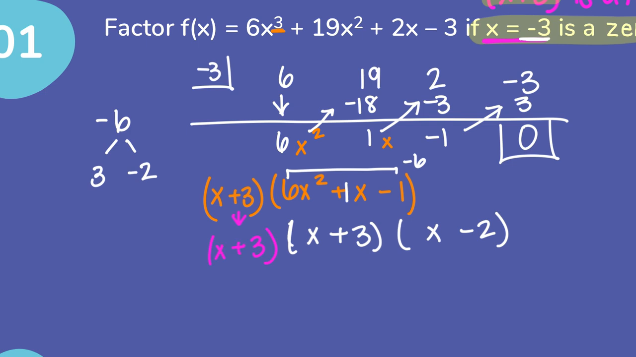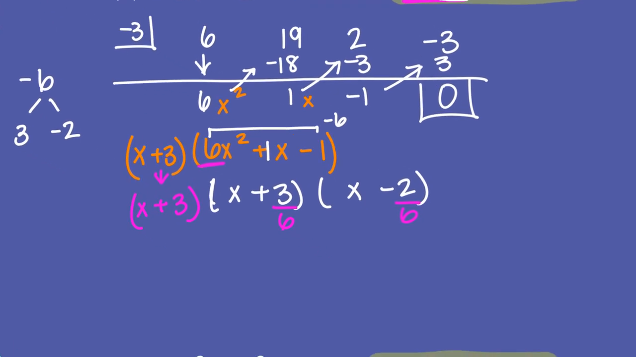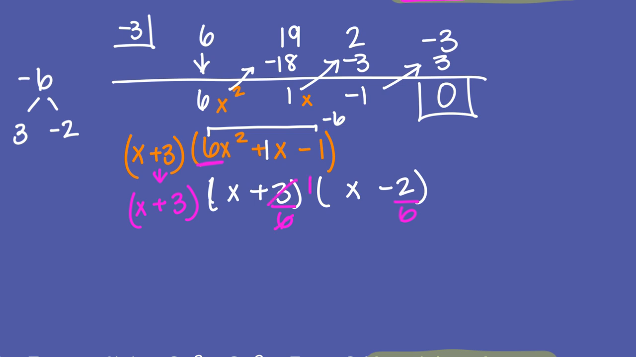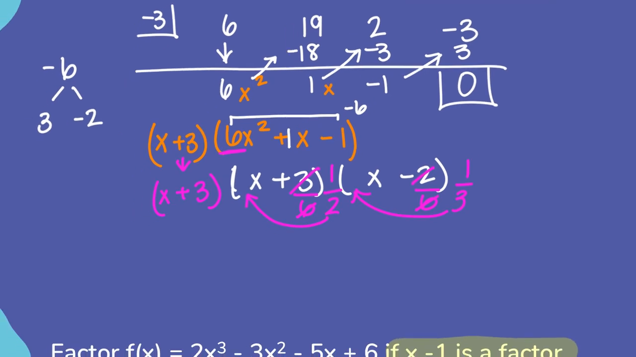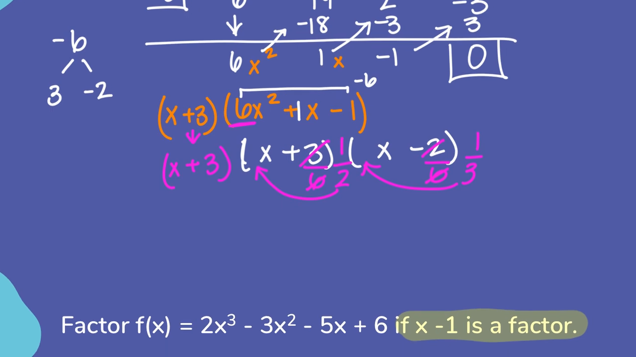Am I done? No. Another thing you have to pay attention to: if I have a coefficient in front of my x, I have to slide and divide. So I'm dividing by 6, and this simplifies to 1/2. I don't want that fraction, so I have to slide the 2 over. And this simplifies to 1/3, slide that 3 over. So now what am I going to get? This is in factored form all the way, yes.